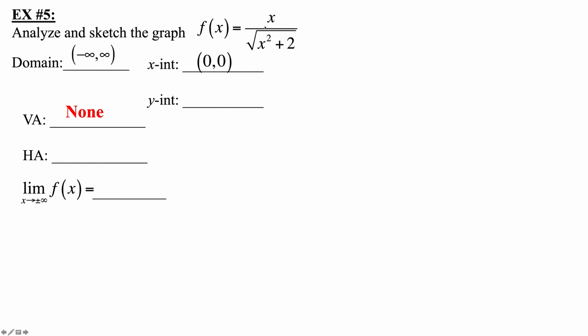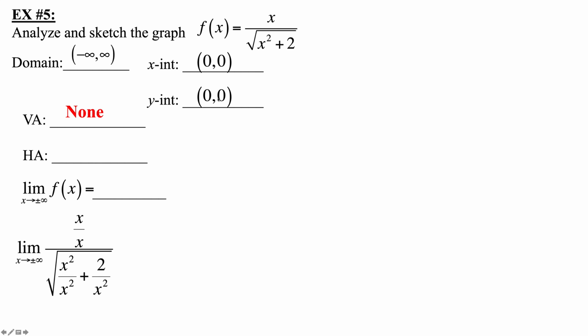X-intercept is (0, 0). Y-intercept, 1 over the square root of 2. But wait a minute, nope. Let me change that. We can't go to this 2 on the inside because it's inside the square root, isn't it? So it's just going to be the same as the x-intercept.